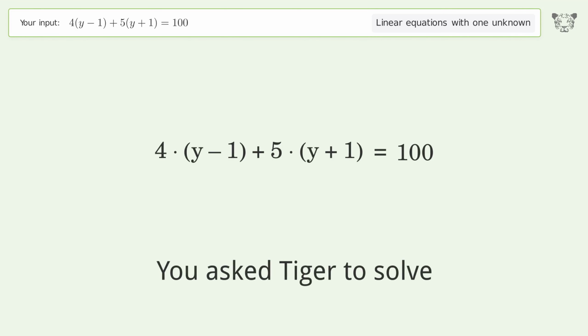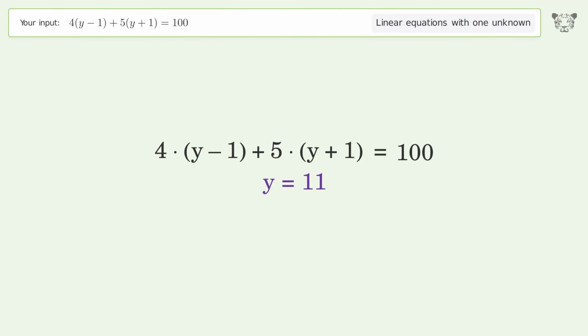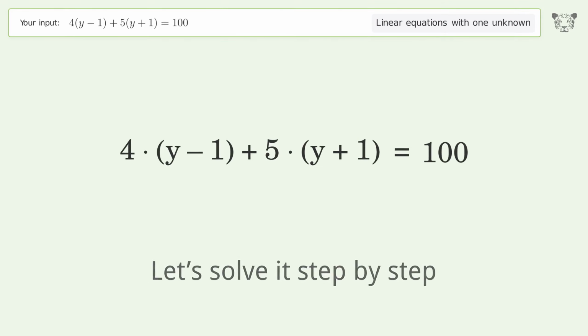You ask Tiger to solve. This deals with linear equations with one unknown. The final result is y equals 11. Let's solve it step by step.